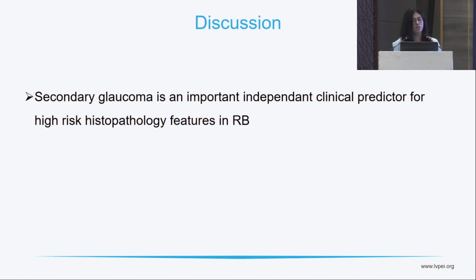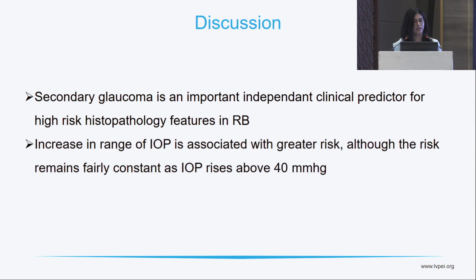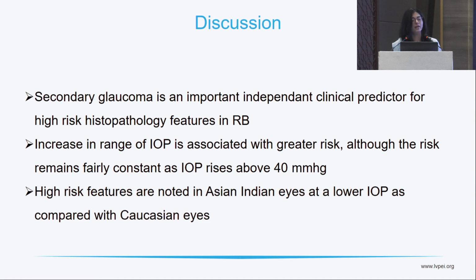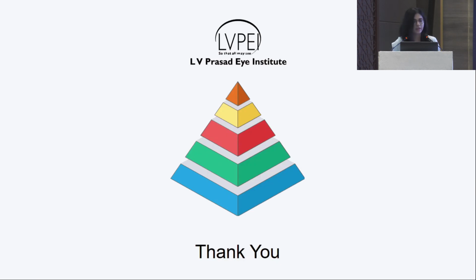So secondary glaucoma is an important independent clinical predictor factor for high-risk histopathology regardless of NVI. Increase in the range of IOP is associated with greater risk, although the risk seems to remain fairly constant as the IOP rises above 40 millimeter of mercury. And high-risk features are noted in Asian Indian eyes at a lower IOP as compared with the Caucasian eyes. Thank you.